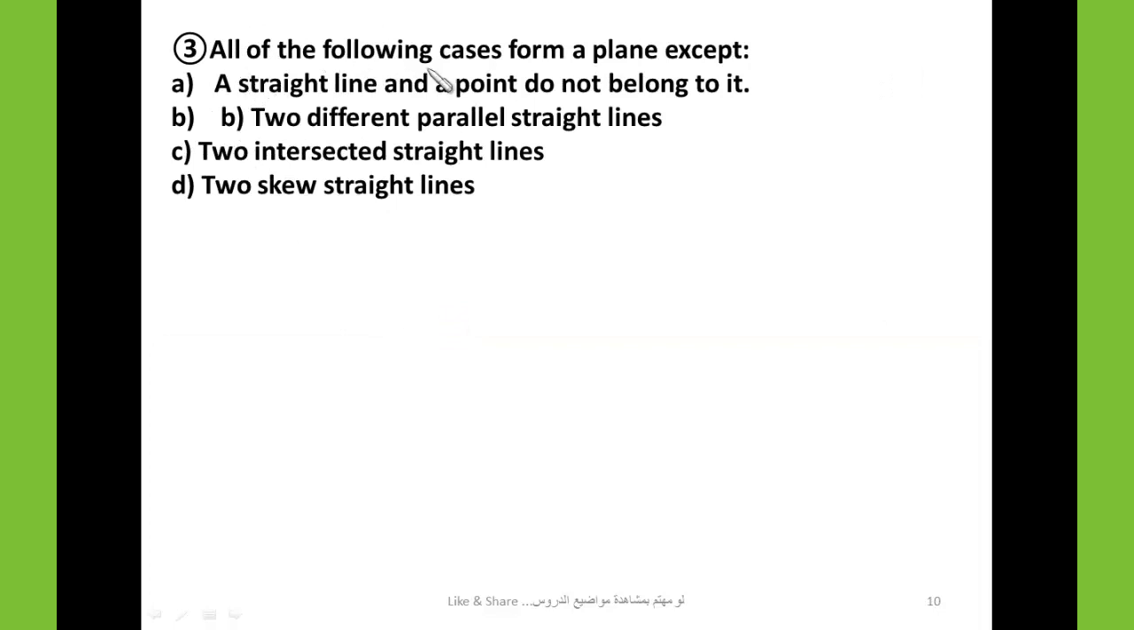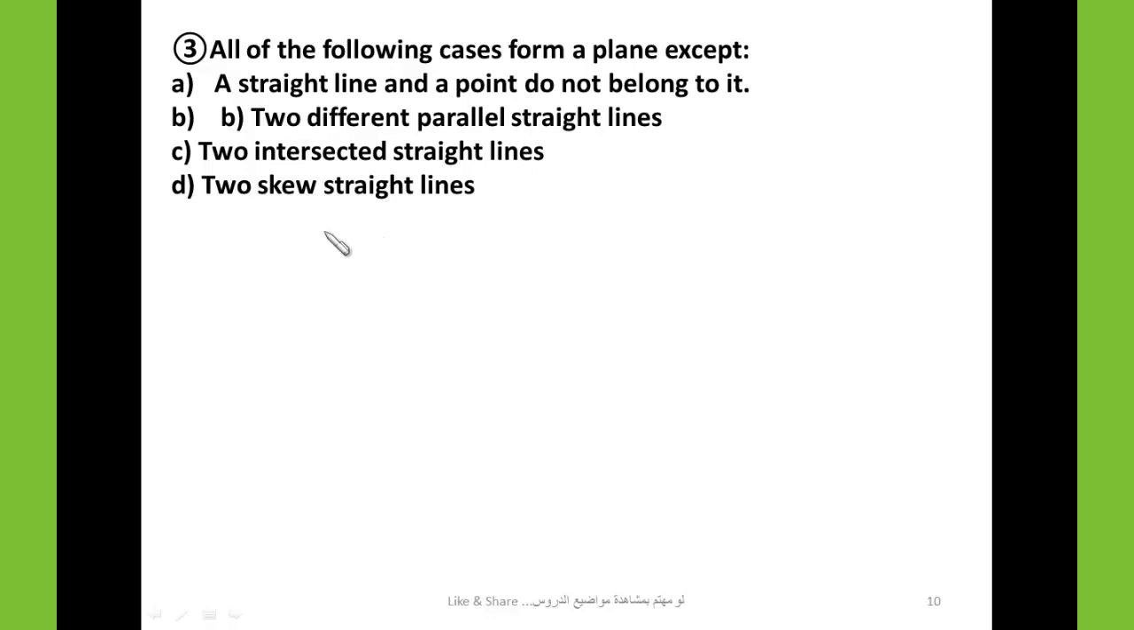All of the following cases form a plane except: A, a straight line and a point do not belong to it. B, two different parallel straight lines. C, two intersected straight lines. In these 3 cases, we can form a plane.